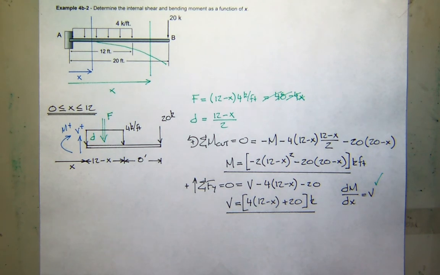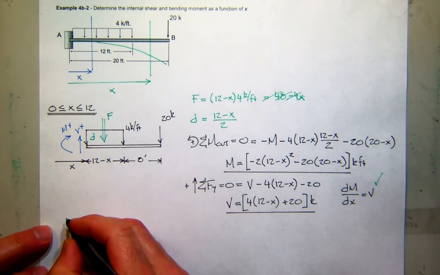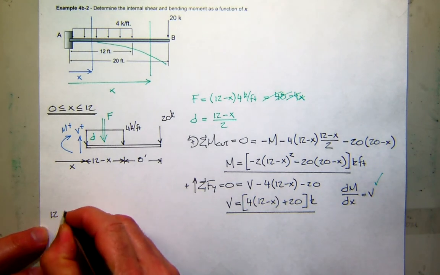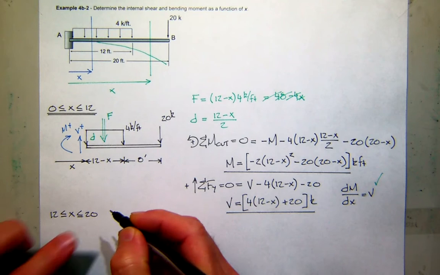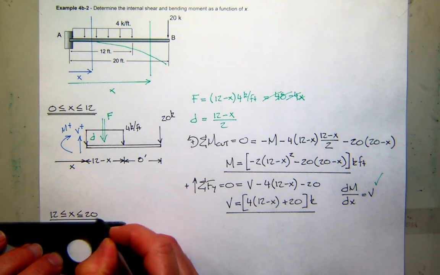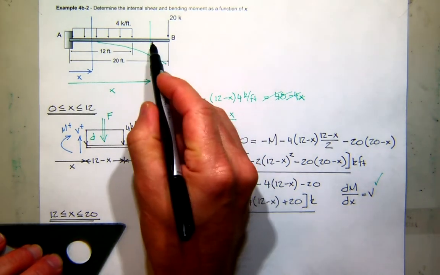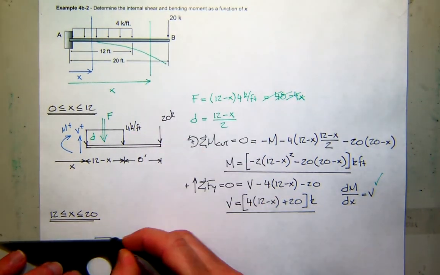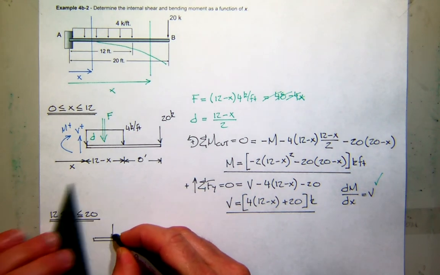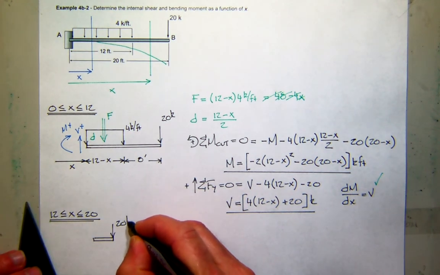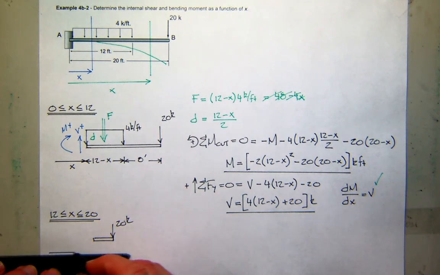Okay? So now we'll do the next part. I think I can squeeze it in down here. So now I'm looking at an equation that's going to be valid between 12 and 20. And this one will be a lot easier to pull off. It's just going to be the right-hand side. So there's my free body diagram with the 20 kip force on the right. So from the left to the cut is x.